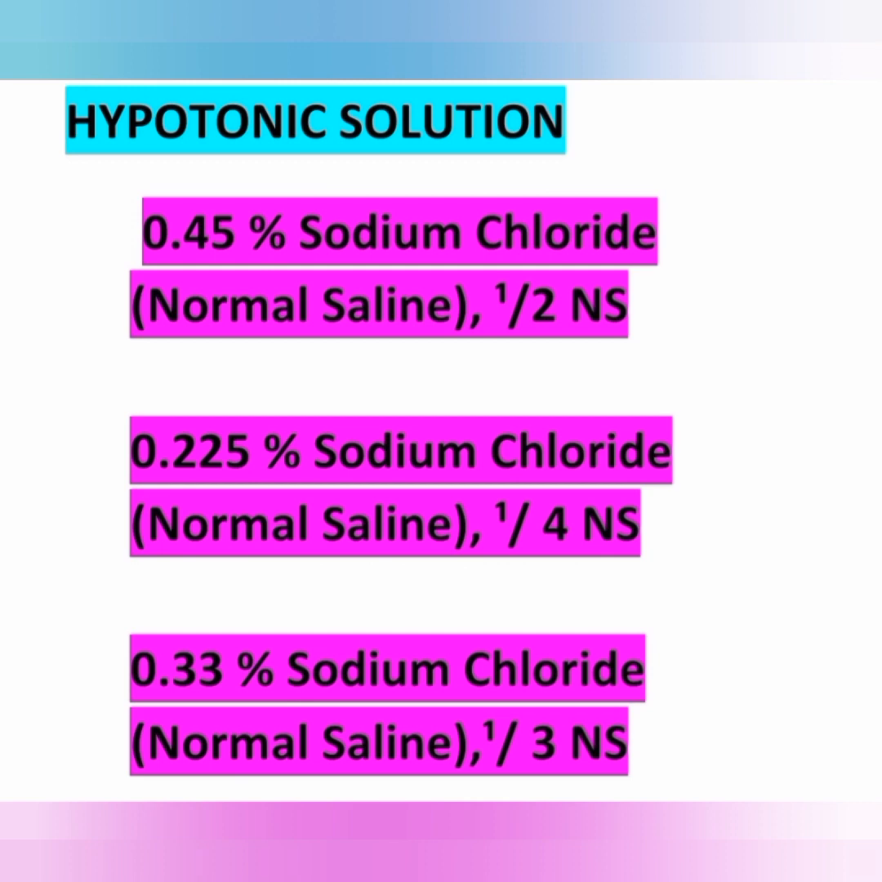Okay, and next is hypotonic solutions. Hypotonic solutions are more dilute solutions and have lower osmolarity than body fluid. So it is hypotonic, and we have to administer it slowly to prevent cellular edema. Examples include 0.45% sodium chloride, 0.22% sodium chloride, and 0.33% sodium chloride. These are all hypotonic solutions.